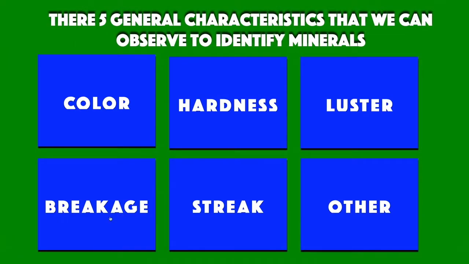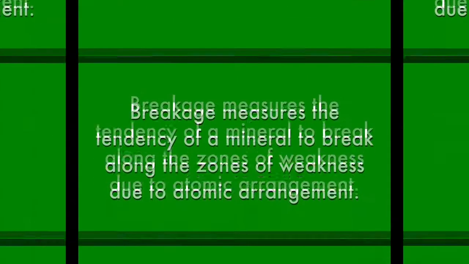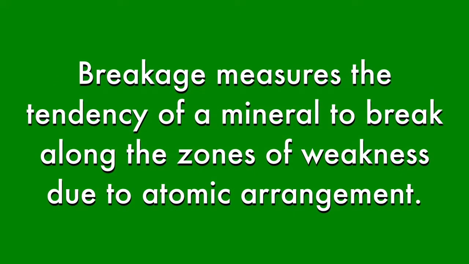Talk about breakage. Breakage is measuring the tendency of a mineral to break along the zones of weakness due to their atomic arrangement. Simplified, it's the breakage pattern. It's the pattern that a mineral will break into pieces. There are really two types of breakage.